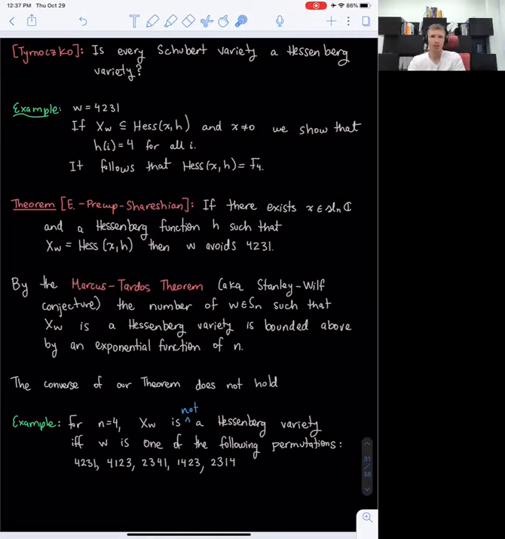Do you have the same theorem for the 2314 pattern? No, we do not. That's a good question. I forget right now what an example would be, but there are non-smooth Schubert varieties that are Hessenberg varieties.